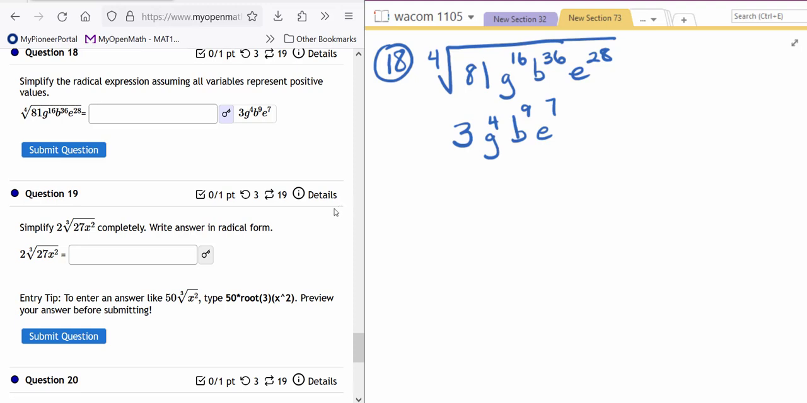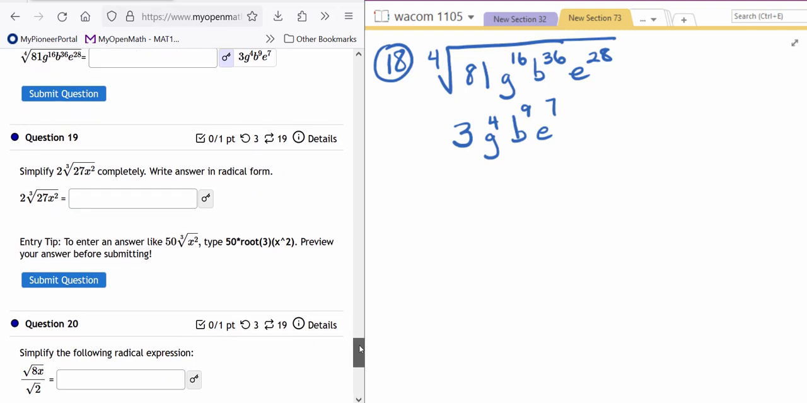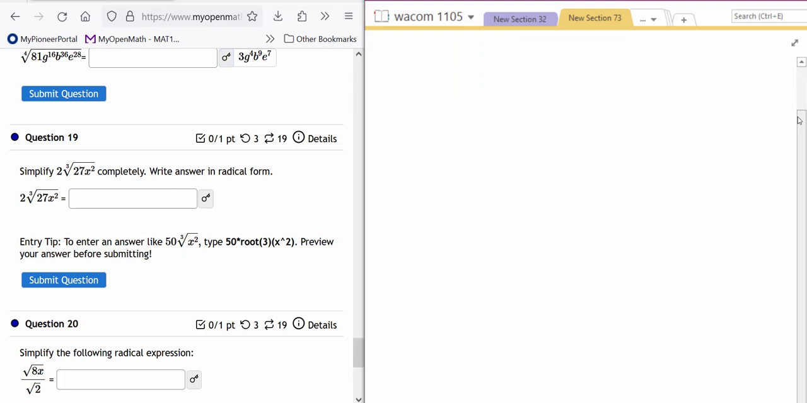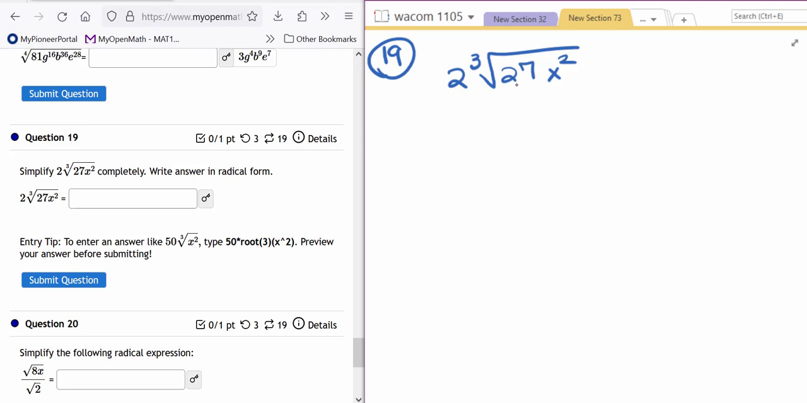All right. Number 19 just has an extra number on the outside. And anything you take out there will multiply by that number. So we have 2 times the cube root of 27 x squared. So 27, hopefully you remember, is a perfect cube. If not, you could test it on your calculator or you could break it down with primes. You get 3 times 3 times 3. Right? So a 3 will go outside. It's going to multiply by your 2 that's outside.